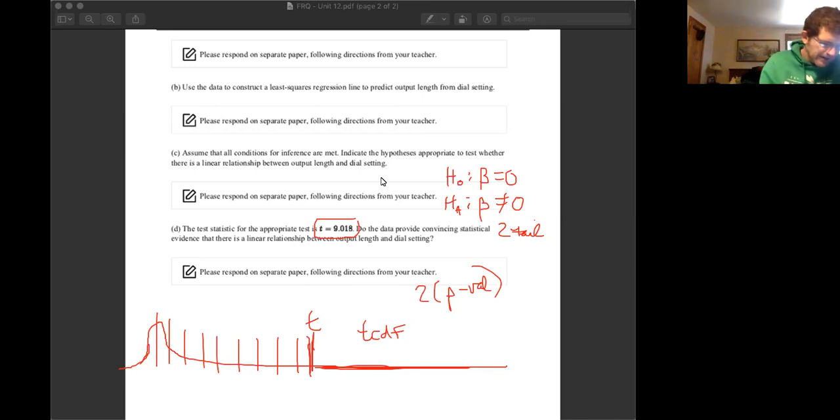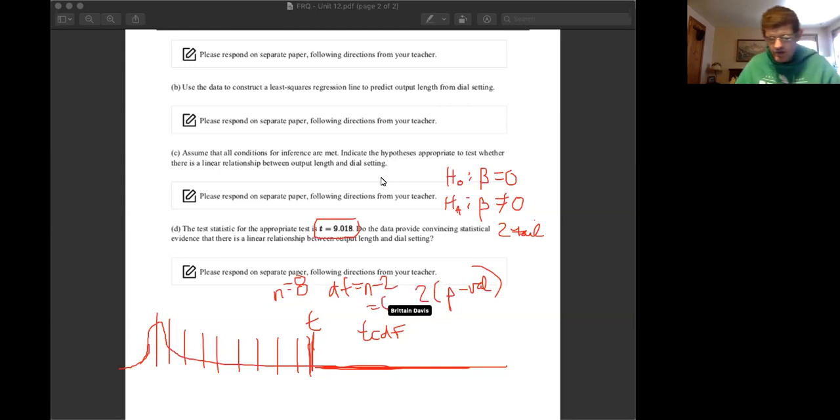Now remember, we had 8 objects or whatever in our sample size. So our degrees of freedom for linear regression inference is n minus 2. So now we've got 8 minus 2, so our degrees of freedom is 6. So I want to use 6 degrees of freedom. I can use TCDF on the calculator. And I'm going to go from 9.018 to positive infinity with 6 degrees of freedom.